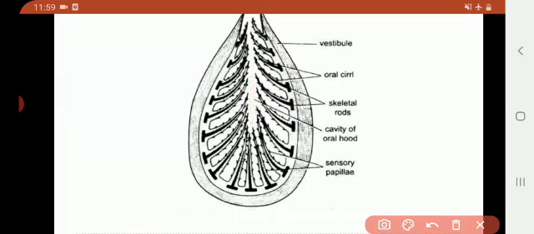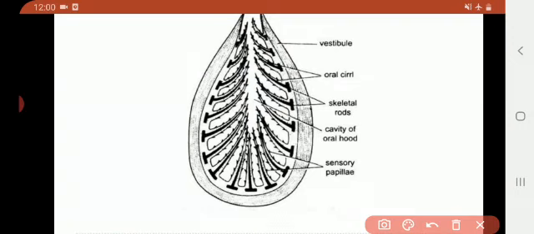Now the vestibule. The oral hood encloses a large funnel-shaped cavity called the vestibule. The oral hood extends backward as a funnel-shaped cavity, and that is what is referred to as the vestibule, and the mouth opens into the vestibule. This vestibule is provided with an internal ectodermal lining.